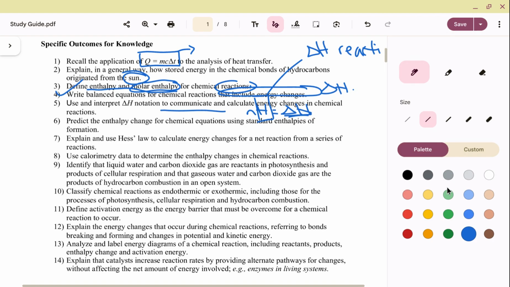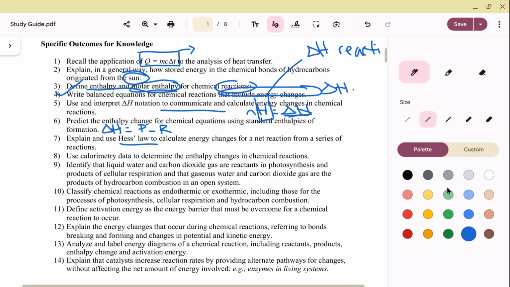Then just moving on from here, predicting the enthalpy change using standard enthalpies of formation. This, in my very short way I write it out, is delta H is products minus reactants. So you would use page 4 or 5 of your data booklet, and this is Hess's law short. Number 7 is Hess's law long, when you have a series of reactions to get to your target.